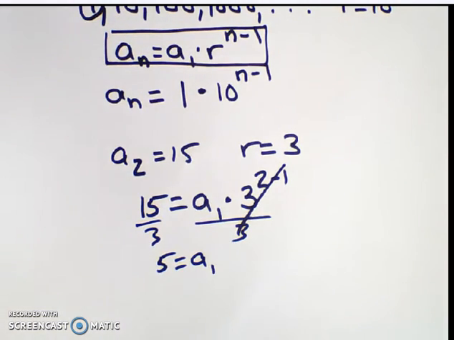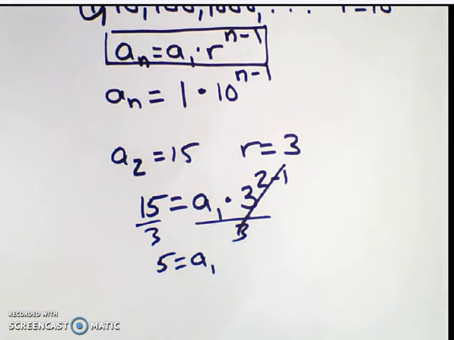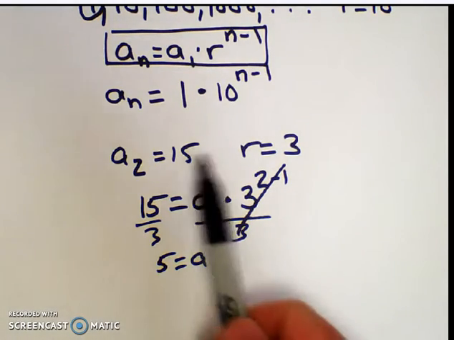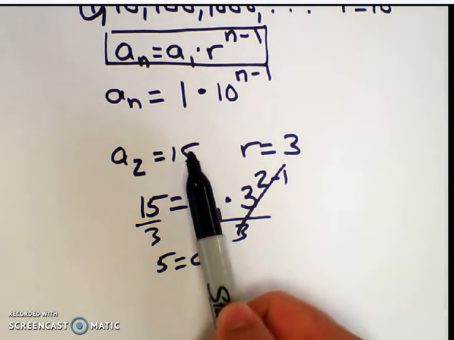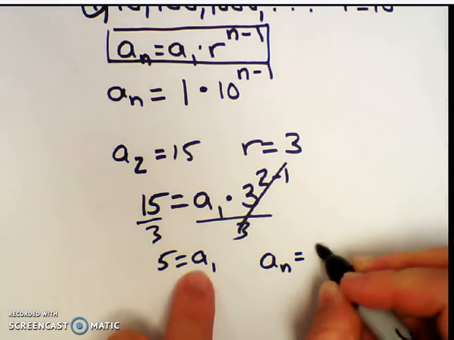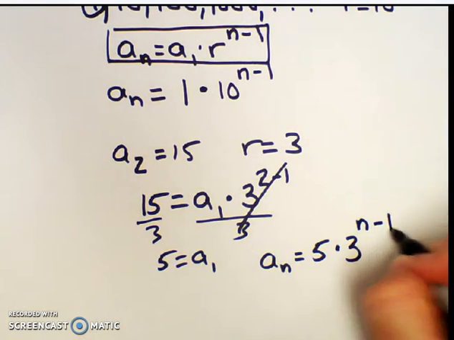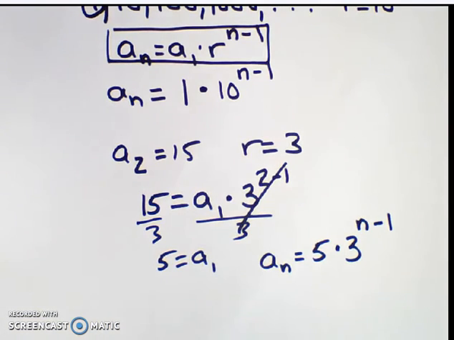And that kind of makes sense. If your second term is 15 and your ratio is 3, that means to get from term 1 to term 2, you had to multiply by 3. 5 times 3, that's what you get 15. Okay, so to write my rule, pretty simple. It's a sub 1, which I now know is 5, times my ratio to the n minus 1 power.